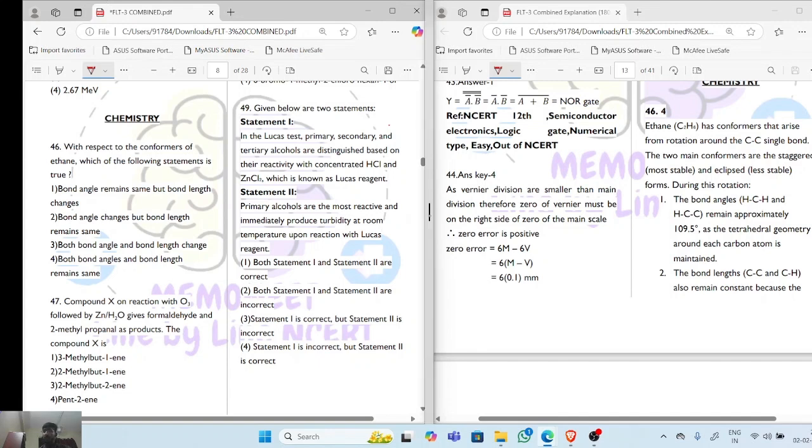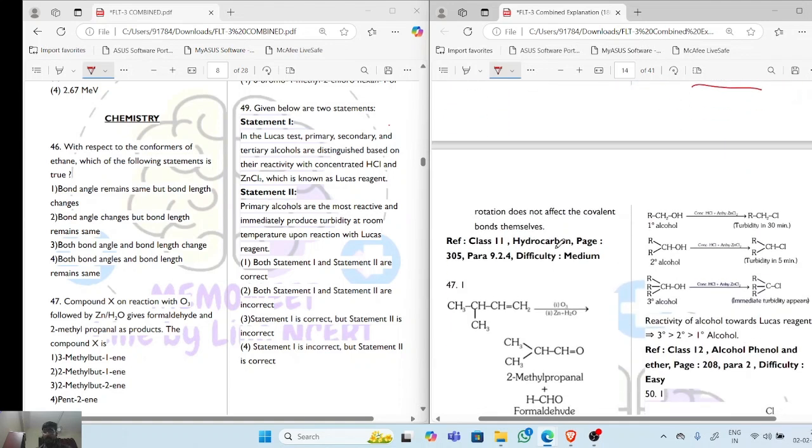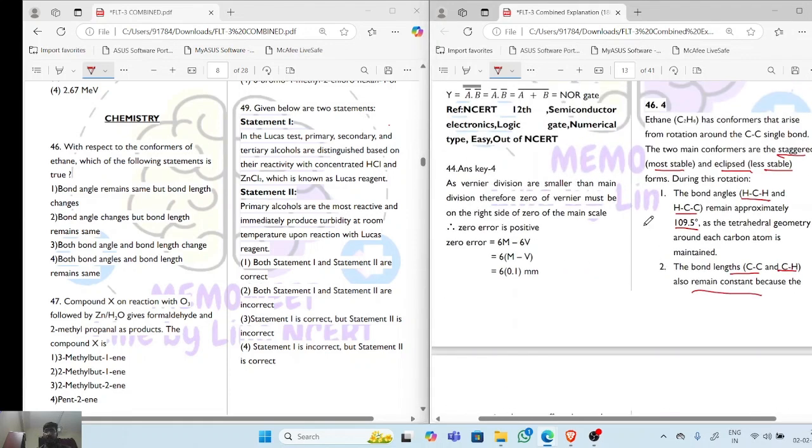Okay, so we know there are two main conformers of ethane. The first one is staggered, which is the stable form, and another one is eclipsed, which is the less stable form. The bond angles, HCH and HCC, remain approximately 109.5 degrees, as in tetrahedral geometry. The bond lengths, carbon-carbon and carbon-hydrogen, also remain constant, because rotation does not affect the covalent bonds themselves. So the correct answer is option number 4: both bond angle and bond length remain the same.